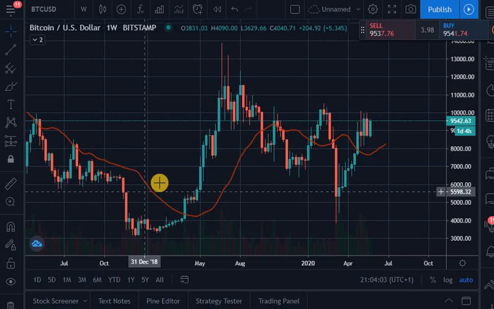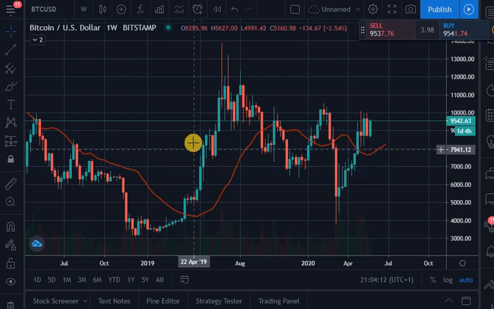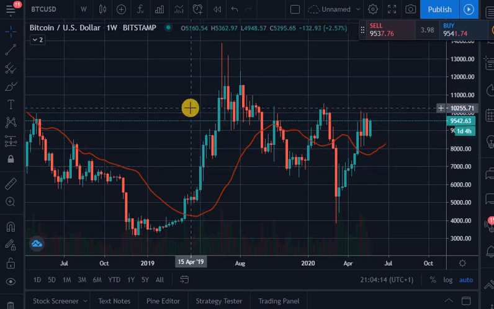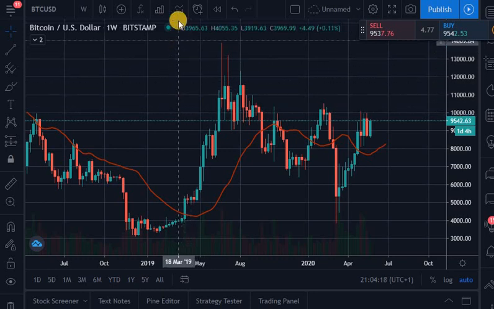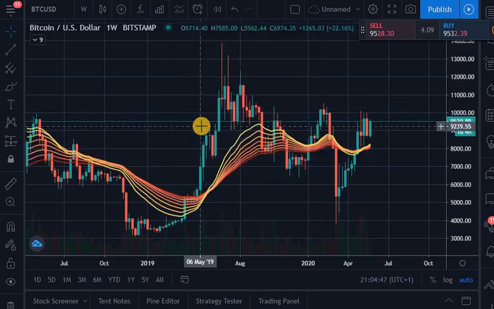Now this is the 1 week, and as you can see, every candle here represents a week. The indicator I am going to be using is the exponential moving average. You can get this by going to the indicator template, which is here. Click on it, then go to MA exponential ribbon. You click on it. This is the exponential moving average.